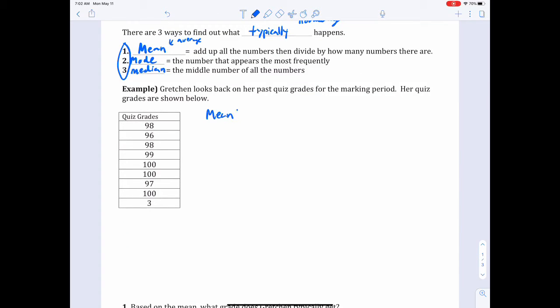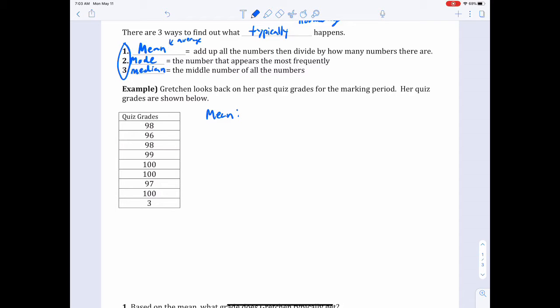So the mean. Let's see what we're talking about first. Gretchen looks back on her past quiz grades for the marking period. Her quiz grades are shown below. She got 98, 96, 98, 99, 100, 100, 97, 100, and then she didn't do so hot. She got a 3.